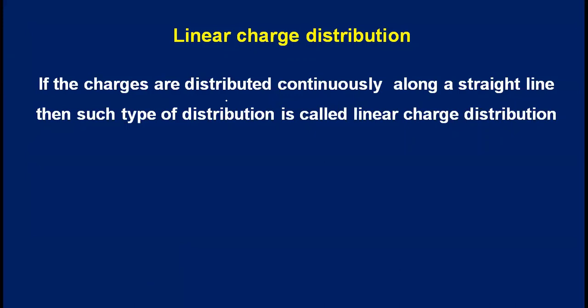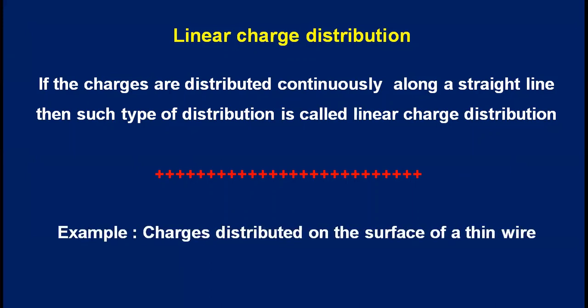So if the charges are distributed continuously along a straight line, then such type of distribution is called linear charge distribution. You can see I'm distributing charges on a body, and you can see it forms a straight line. So it's a linear charge distribution. I can just give you an example. Whenever I distribute charges on a thin wire, it will have linear charge distribution character. So charges distributed on the surface of a thin wire is an excellent example for linear charge distribution.